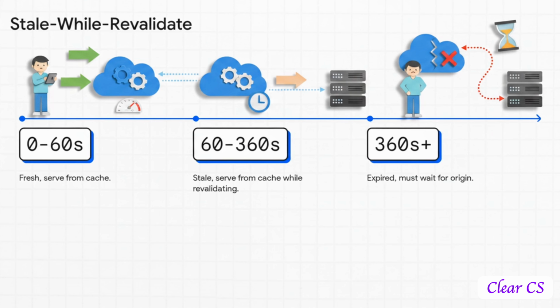Imagine a user requests a page. From 0 to 60 seconds, it's fresh, so the CDN serves it instantly right from the cache. But what happens at second 61? The data is technically stale. Well, with Stale-while-revalidate, the CDN instantly serves the user the slightly old content anyway, but, and here's the magic, behind the scenes, it silently fetches the fresh data from your server so it's ready for the next user. It's basically a brilliant way to hide network latency from your users.